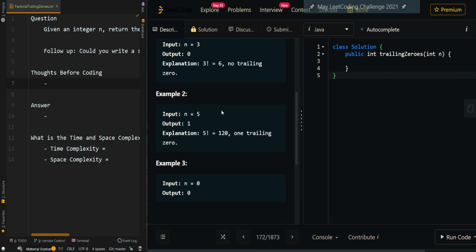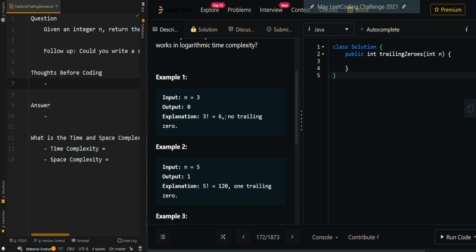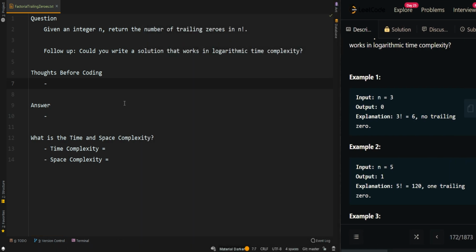For example, we're given n is equal to 3, and 3 factorial is 6, so there's no trailing zero, so return 0. Our second example, we're given 5, and 5 factorial is 120, which contains 1 trailing zero, so we return 1. Let's go over the thought process.